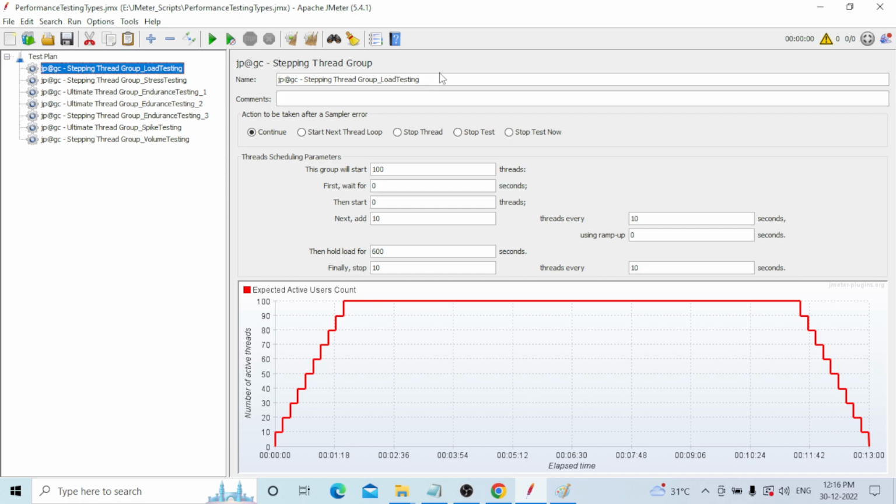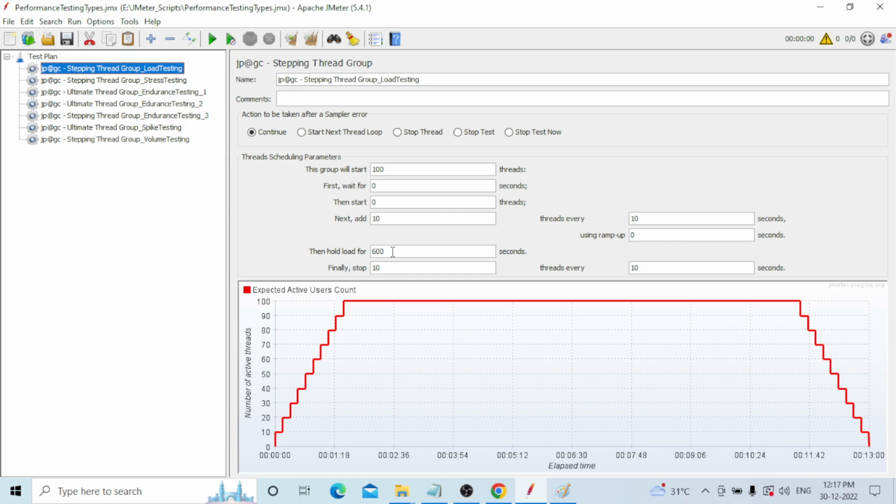You can see, load testing means the expected load, and you need to achieve it and see how much response time you get during the load. As an example, I have given a total of 100 threads. There is no wait time, and at the start I did not give anything. Next, add 10 threads for every 10 seconds, with 0 ramp up.